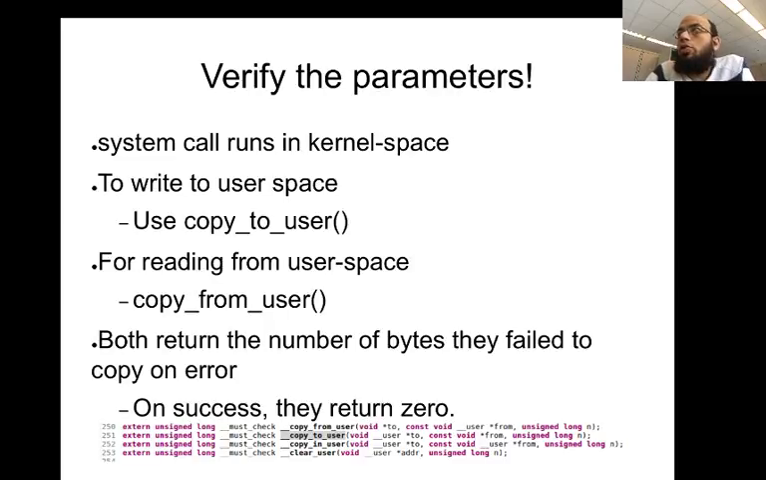Since the system call runs in kernel space, and we have said multiple times that we want as much separation as possible between the kernel space and the user space, there are mechanisms to write to user space from the kernel space, and there are mechanisms to read from user space into the kernel space. So to write to the user space, there is a function that is defined in the kernel that is called copy_to_user. And copy_to_user basically copies whatever.